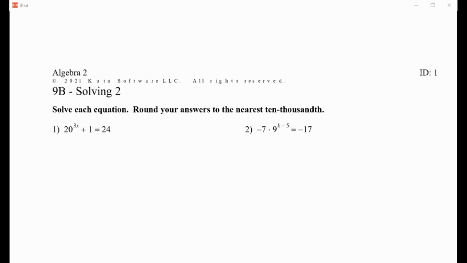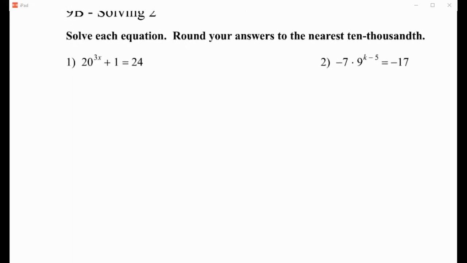Hello. So the second half of this week, we're going to be looking at solving again, but just adding a little extra step. We're still going to start it the same way, where I want to isolate the variable and get rid of what's furthest away first. Like this one, I would start with subtracting 1, and then that would cancel these out, and I would get 20 to the 3x power equals 23.